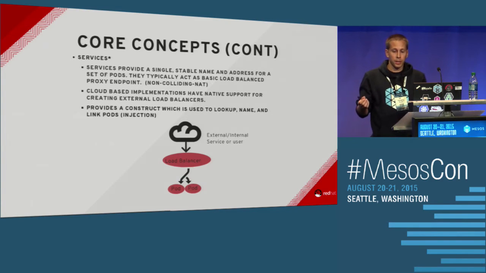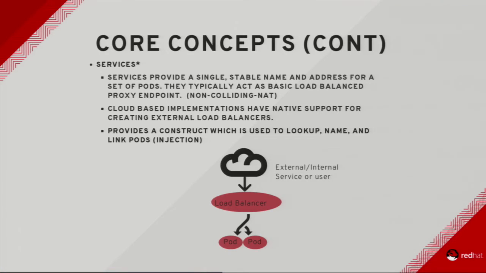The third core concept is services. A service provides a single stable name and address for a set of pods. They typically act as a load balanced proxy endpoint or a node-colliding NAT. Cloud-based implementations have native support for creating external load balancers, and it provides a construct which is used to look up names and link pods through injection of an IP address.